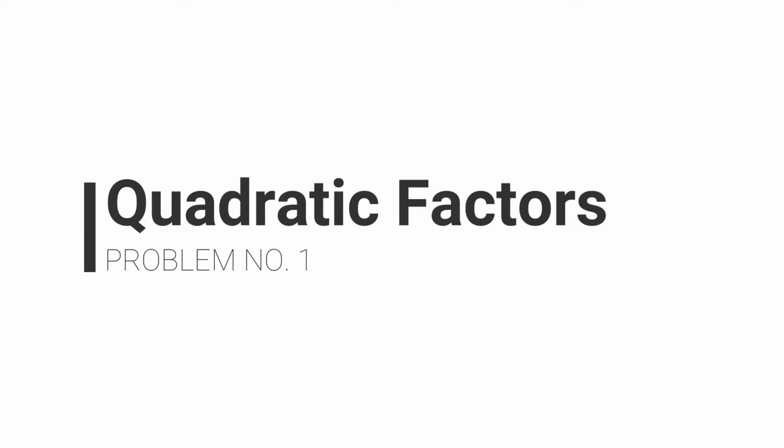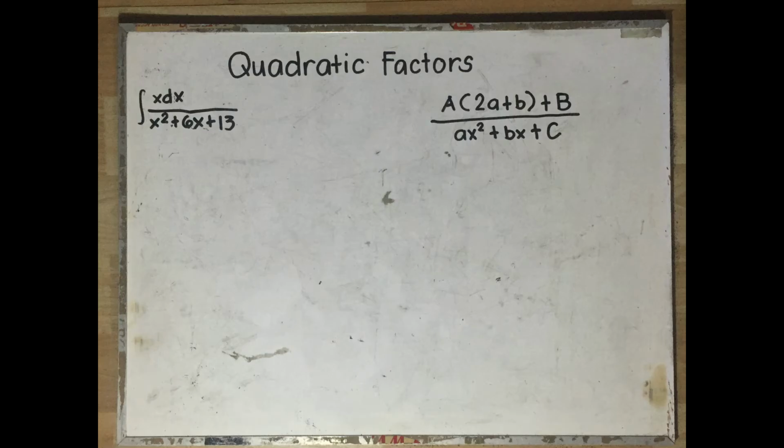First example for this method is the integration of x times dx over x squared plus 6x plus 13. We can see that the denominator is not a perfect square quadratic function. We are going to split this rational function following the form that I gave you. Just like we did earlier in our first two methods, we will be dealing more with algebraic processes.